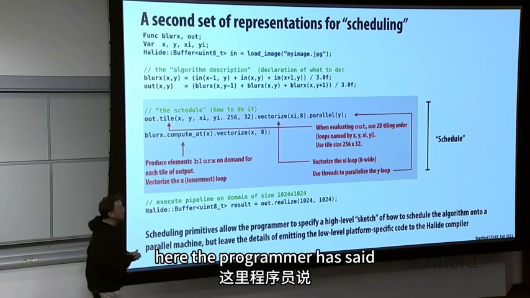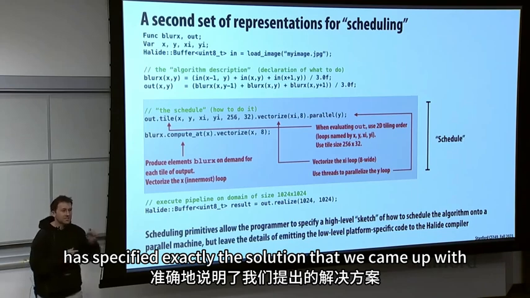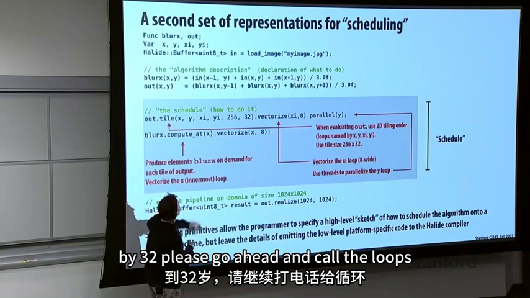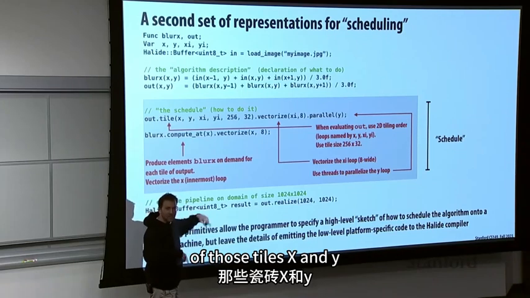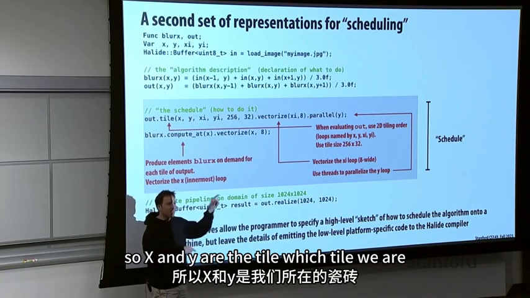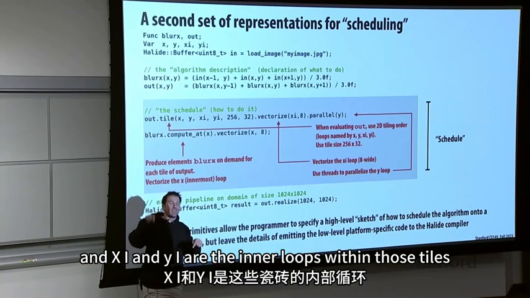Here, the programmer has specified exactly the solution that we came up with, which is: I want you to compute output in tiles of 256 by 32. Please go ahead and call the loops of those tiles x and y, and then x inner and y inner. So x and y are which tile we are, and xi and yi are the inner loops within those tiles.